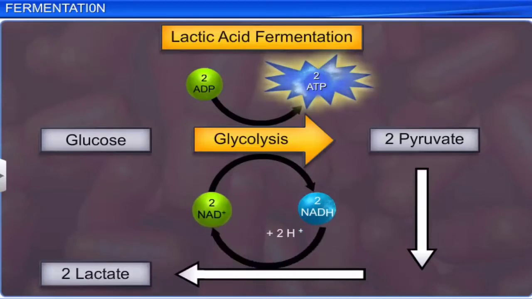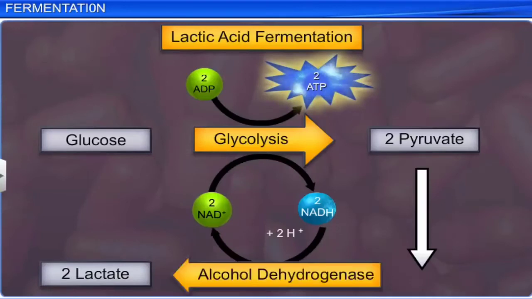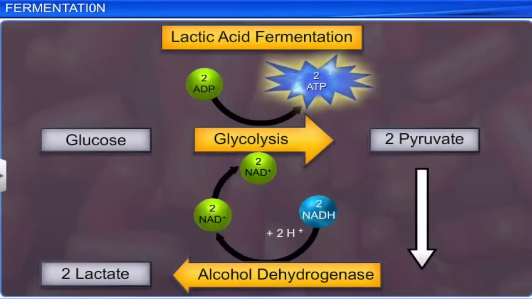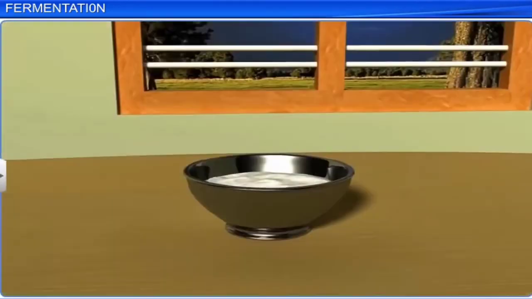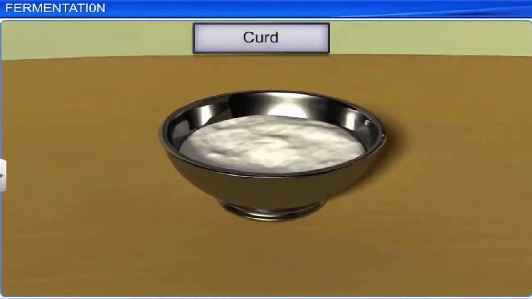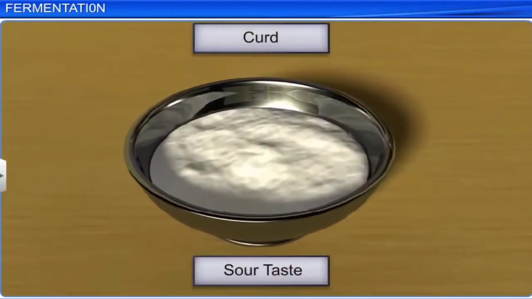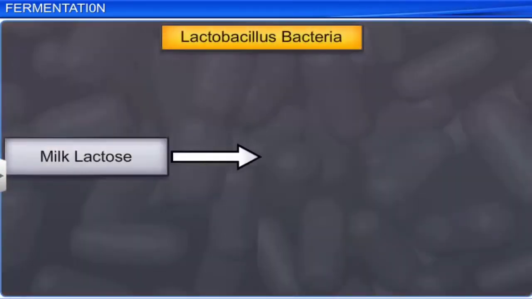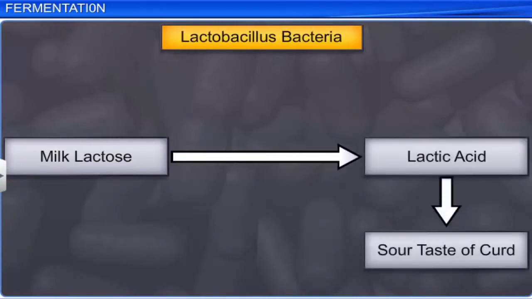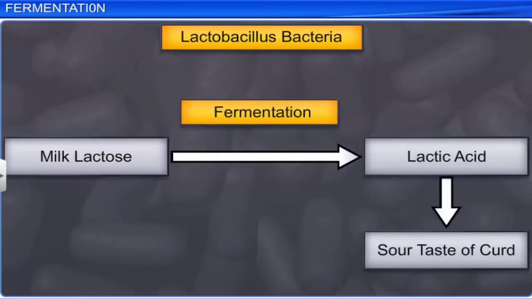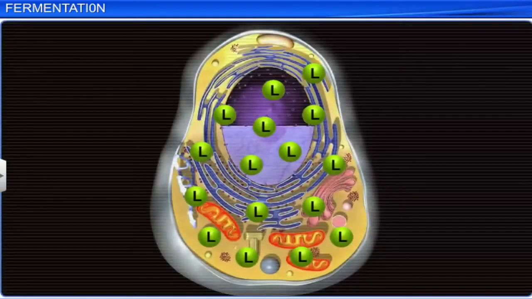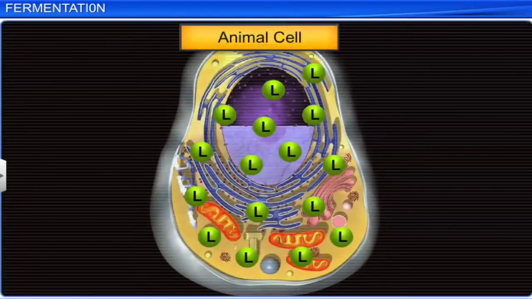The NADH formed in the glycolysis process is reoxidized to NAD+ by alcohol dehydrogenase to be reused in the glycolysis process. For example, curd has a sour taste due to the presence of lactate formed by lactobacillus in fermentation. Lactate is also formed in animal cells under certain conditions.